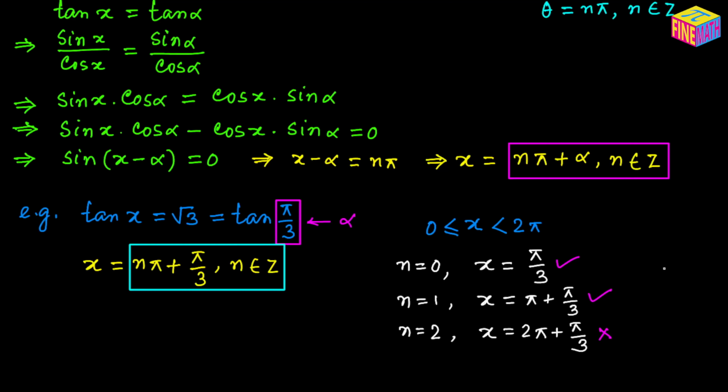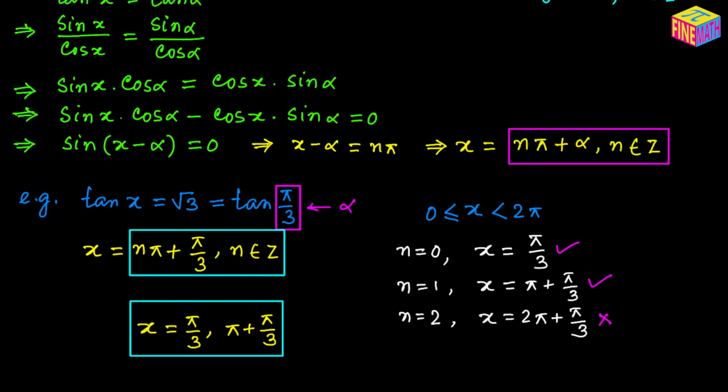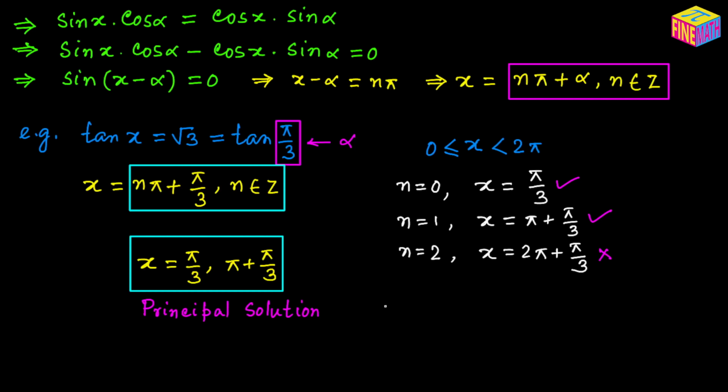So we can say x equal to pi over 3 is one of the solutions, and the other solution would be pi plus pi over 3. And these solutions are the principal solutions. When you are restricted between 0 and 2 pi, that is called the principal solution. So let me make a note here. And when there is no restriction, then that is called the general solution.